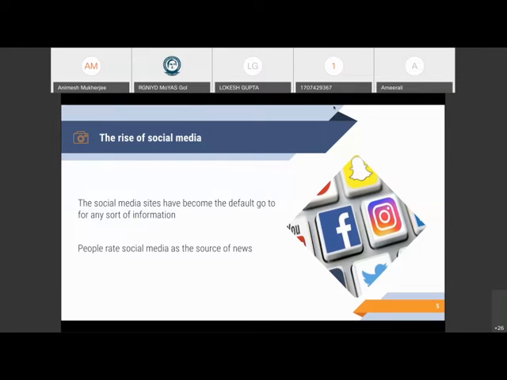Social media these days needs no introduction. If we apply the Pearson correlation analysis to this data, default go-to for any sort of information seeking. Actually, people rate social media as one of the prime sources of their day-to-day news. Data that you can see.